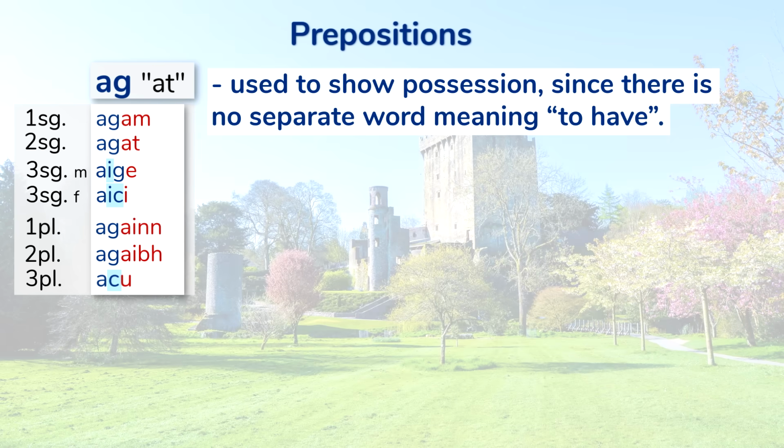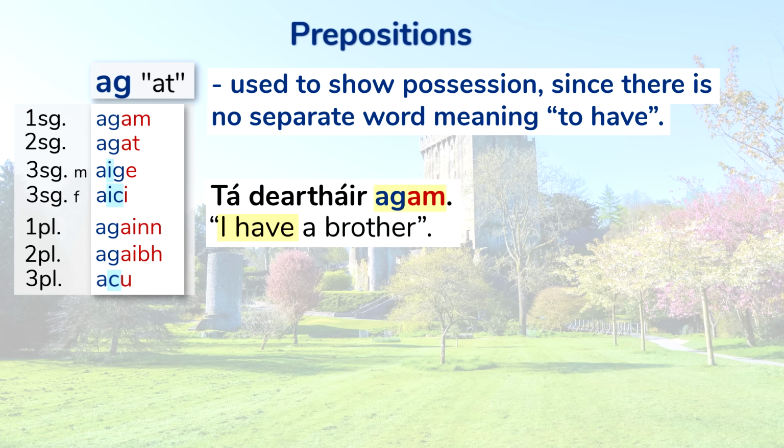This preposition, ag, meaning at, can be used to show possession, since there's no separate word meaning to have in Irish. For example, this sentence means I have a brother. Tá deartháir agam. Word for word it's, is brother at me.